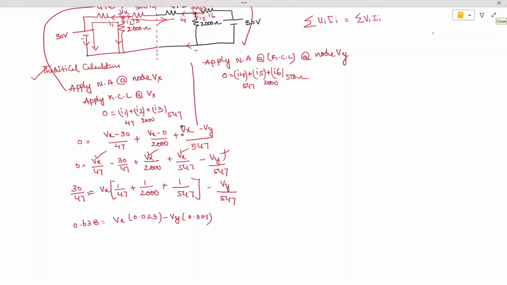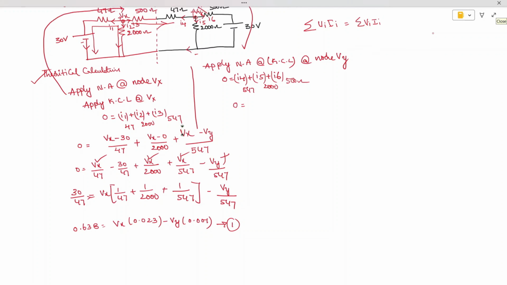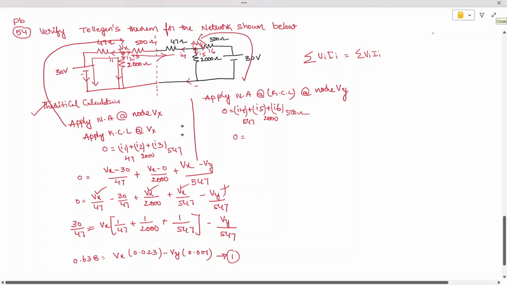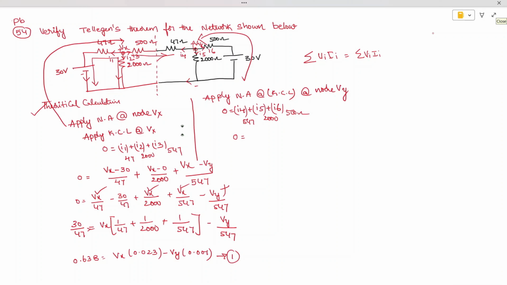Okay, so we can solve it. So similarly, this is equation 1. Similarly, I need to find equation 2, then I can get the values of Vx and Vy. So how to write down this current: 0 is equal to the current flowing in the 547 resistor. How to write down this I4 current, flowing in this direction? It is Vy.